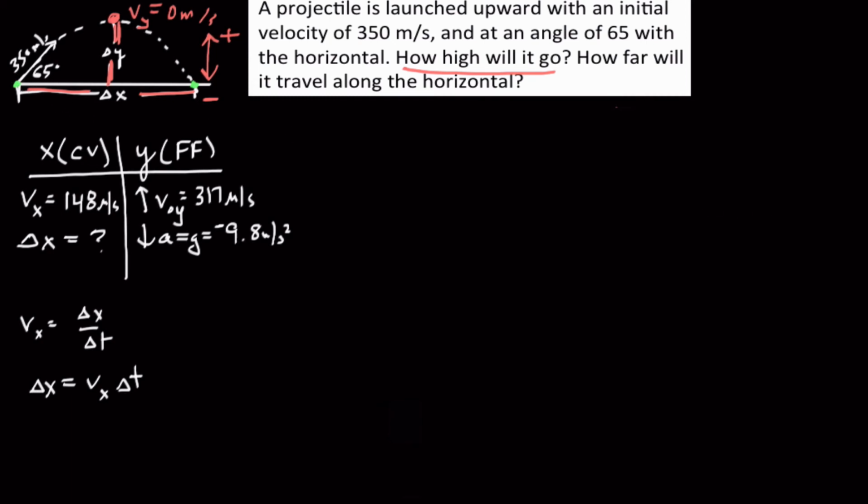Let me get a new color. I know that it started at this position and it ended at this position. In terms of how far it rose or fell horizontally, that distance is 0. The delta y here, I know, is 0 meters. It landed at the same height from which it was launched.